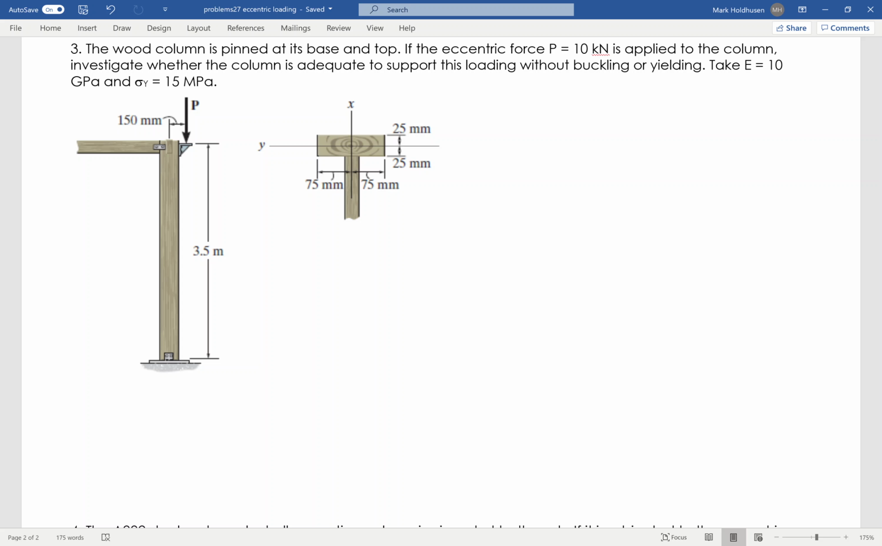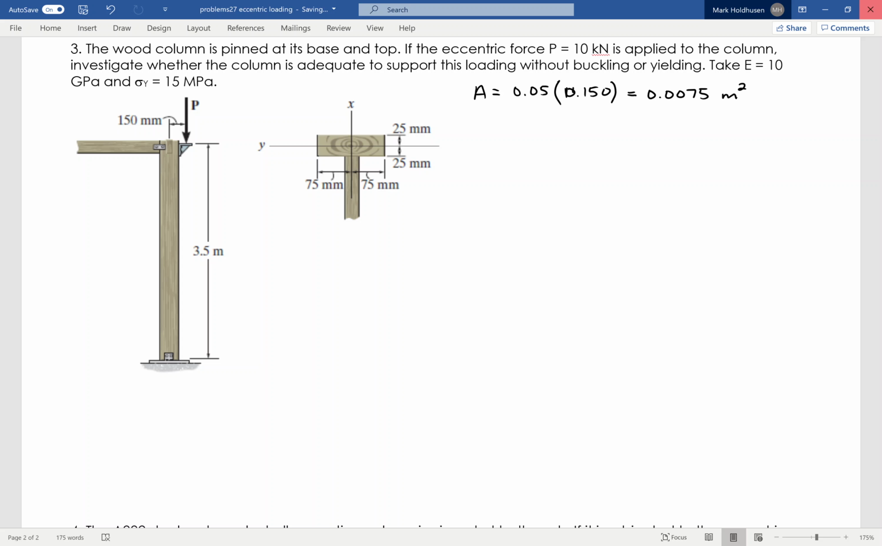need. The first thing I'll probably need is the area. The area of this guy is just going to be 50 times 150. Oops, 0.05 times 0.15. There we go. And from that, I get an area of 0.0075, and that'll be meters squared.